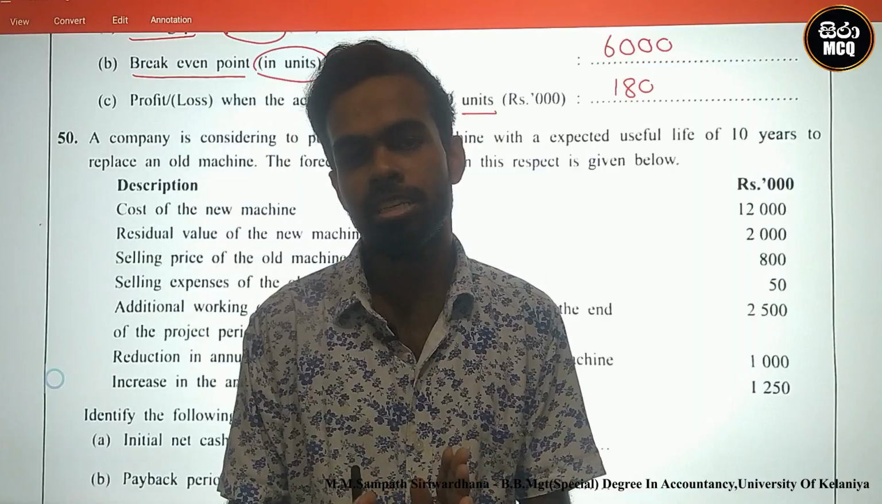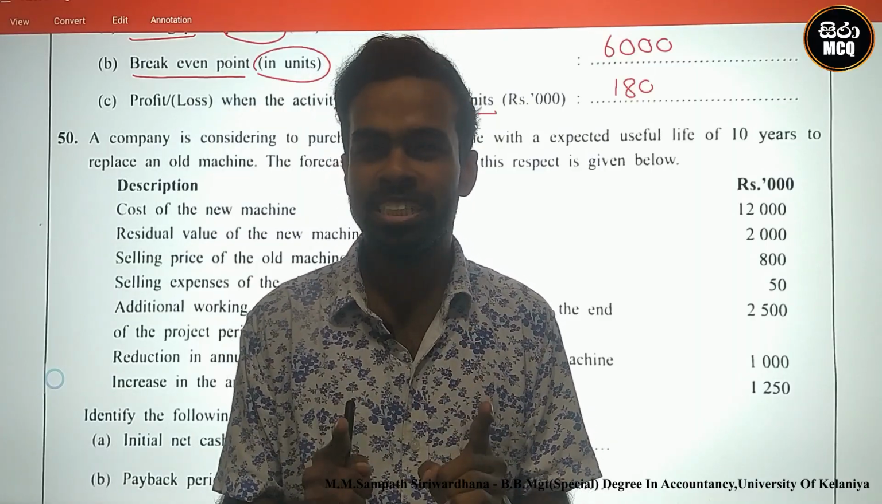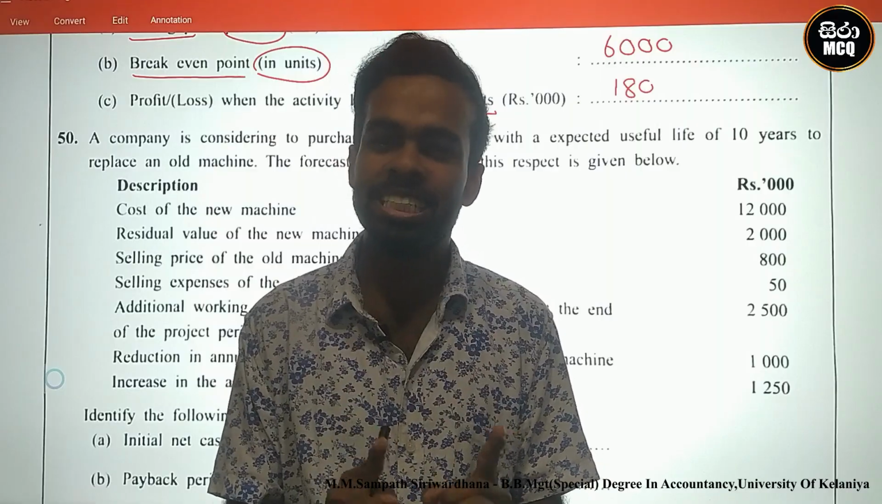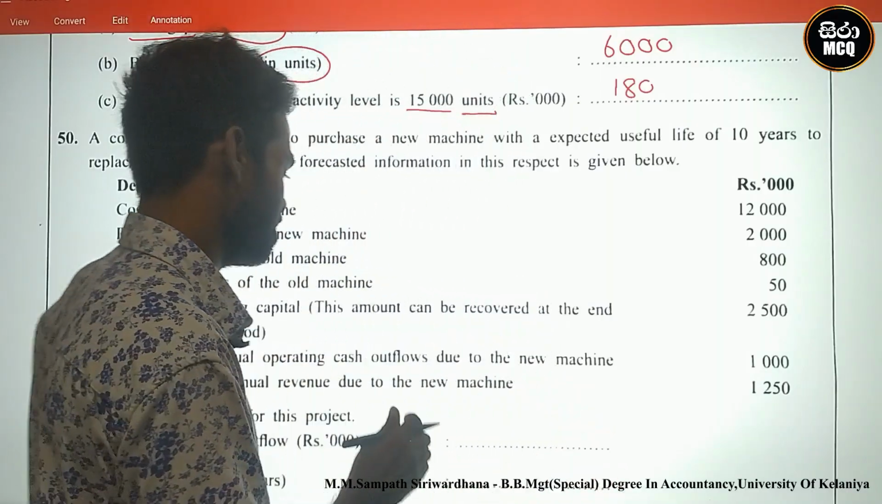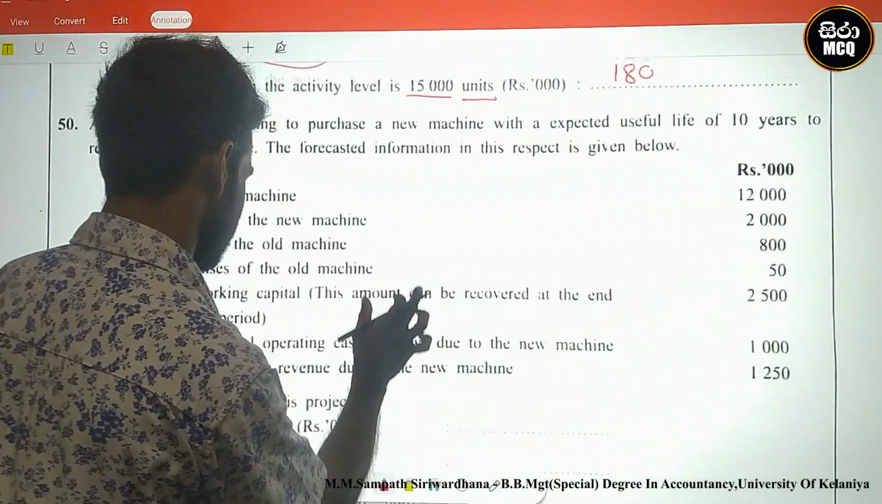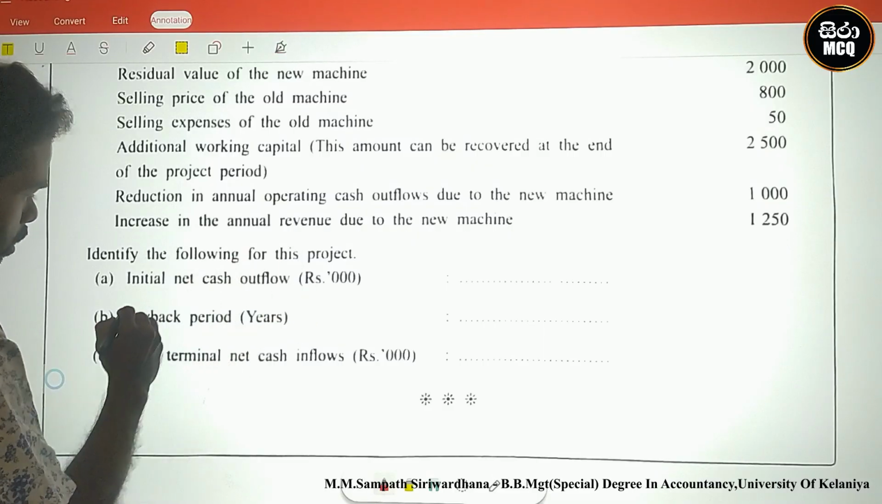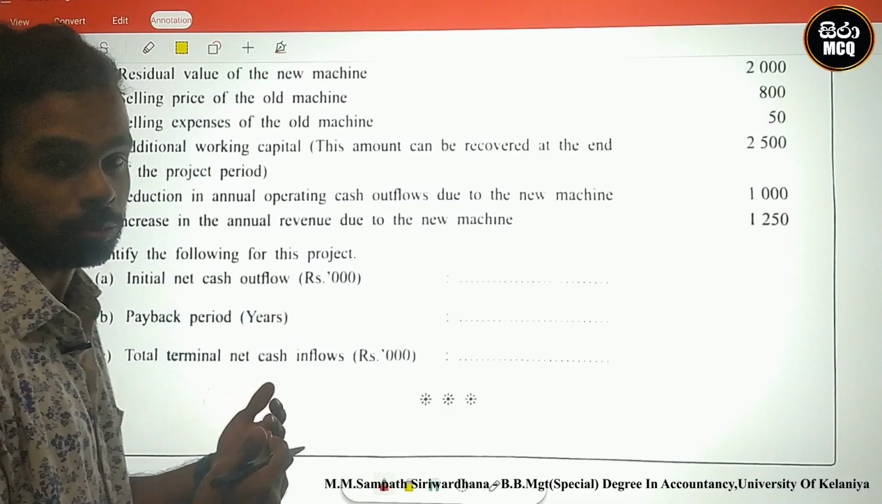Today we discuss the final question of the Advanced Level accounting paper 2025, question number 50. Look here. What is the requirement? There are three requirements. Identify the following for this project. There is a long-term project.